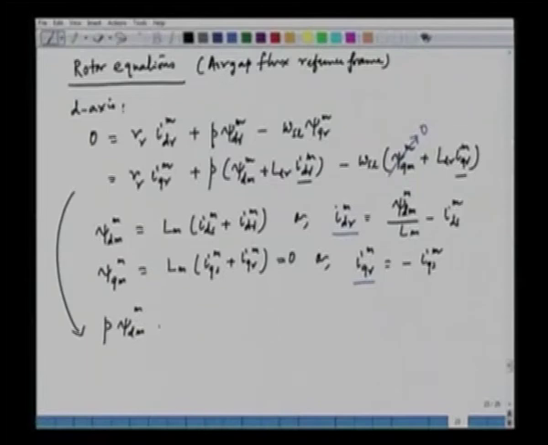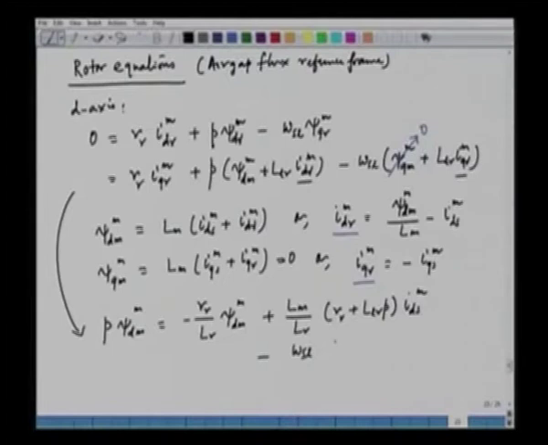P psi dm is equal to minus of RR by LR into psi dm plus Lm by LR into (RR plus LLR P) IDSM minus omega SL into LLR into Lm by LR into IQSM.